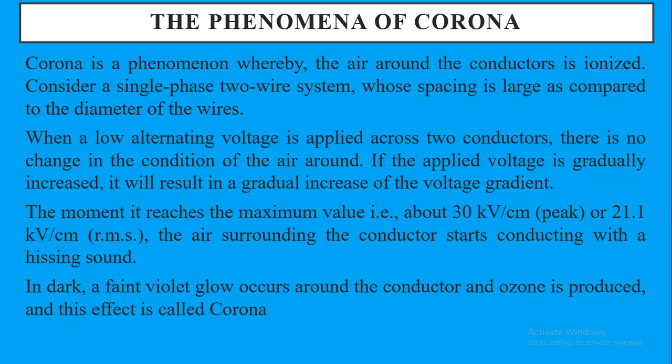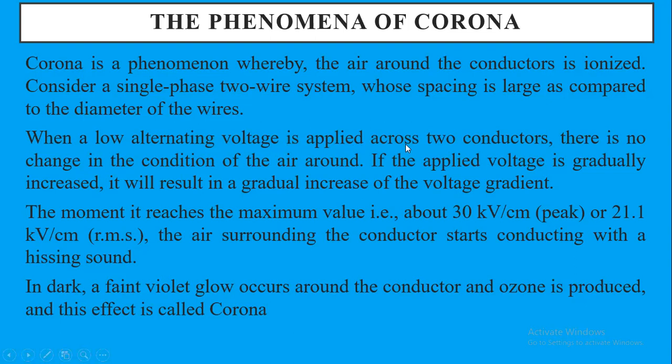So corona is a phenomena whereby the air around the conductor is ionized. Consider a single phase two wire system whose spacing is large as compared to the diameter of the wires. When a low alternating voltage is applied across two conductors, there is no change in the condition. So the air is ionized around the conductor, specifically in a single phase system where spacing is large compared to diameter. It is produced in our transmission lines, starting from 132 kV towards 220 kV and 500 kV onwards.